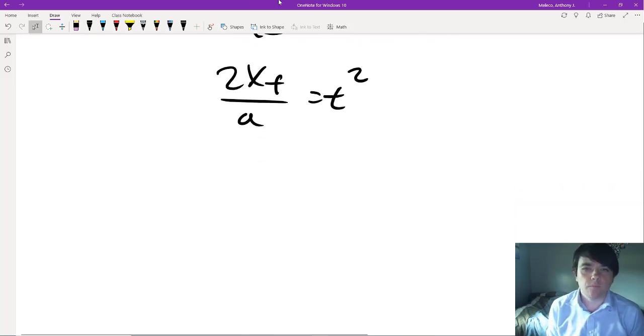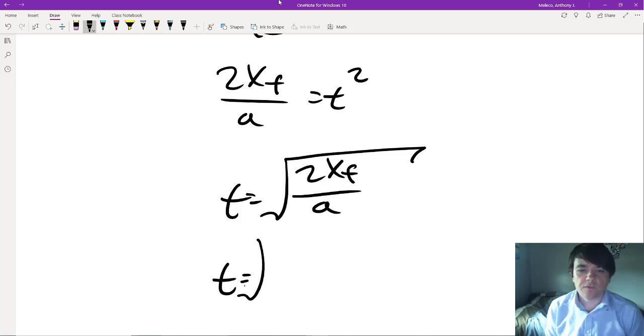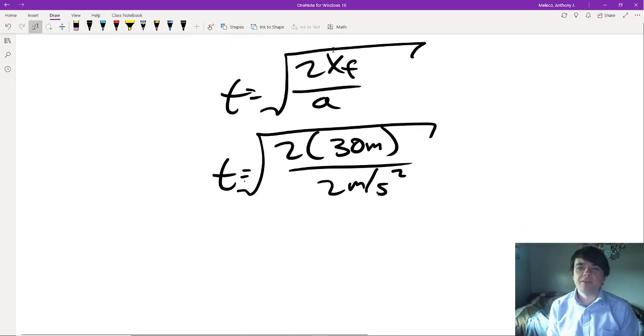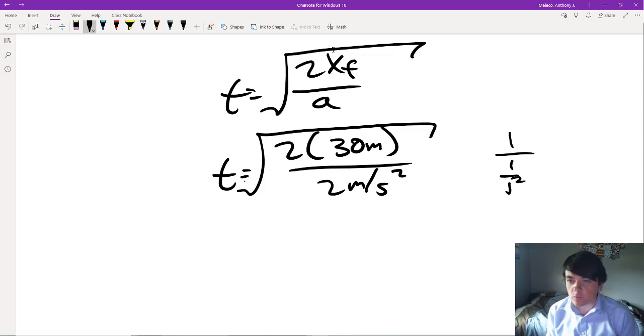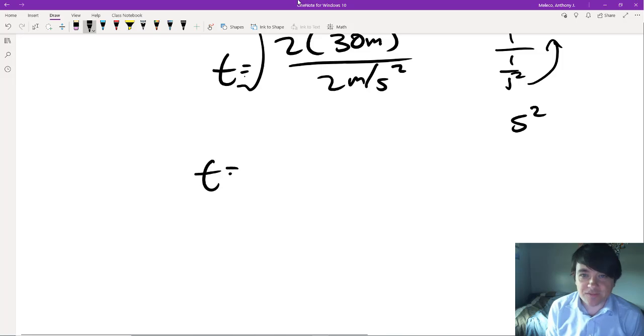We need to take the square root. Awesome. So the time is 2 times 30 over 2 meters per second squared. So the units in here, meter over meter, that'll cancel. We're going to get 1 over second squared. That will flip this guy back up to the top to give us units of second squared, which will be canceled by the square root. So we're going to get 60 over 4, which is 15.